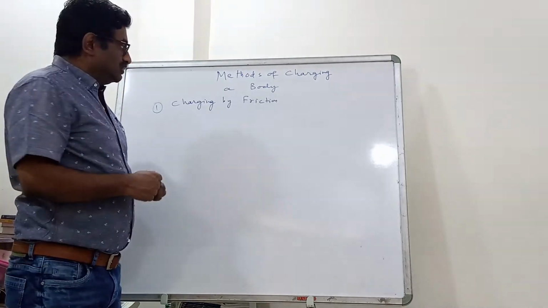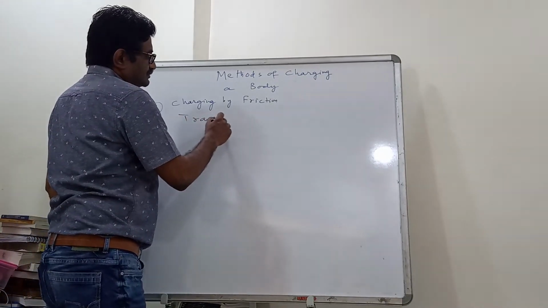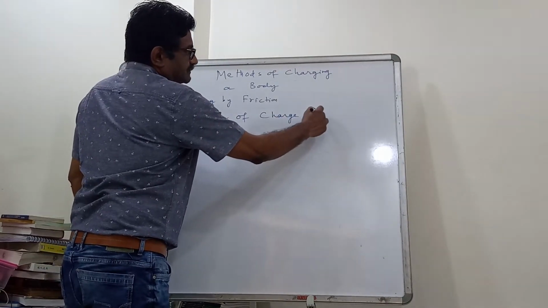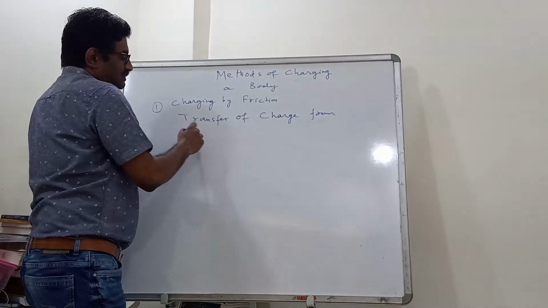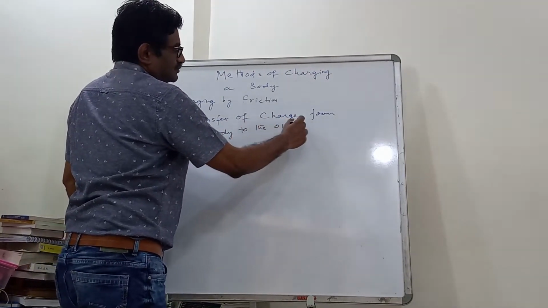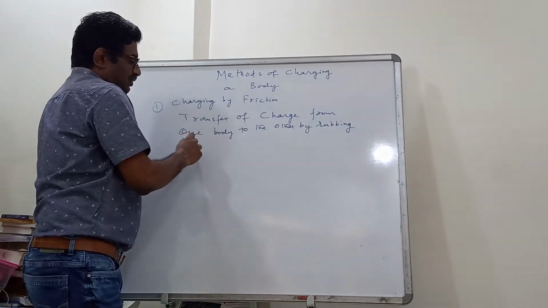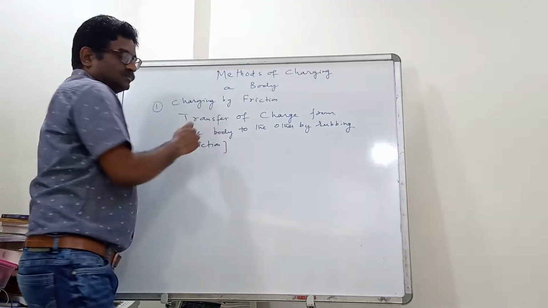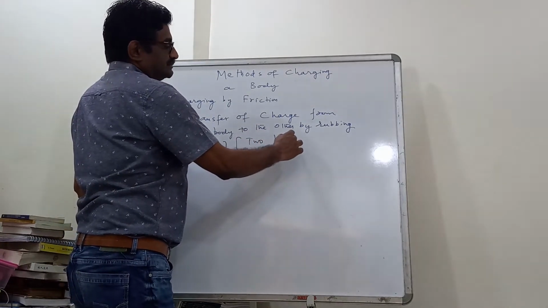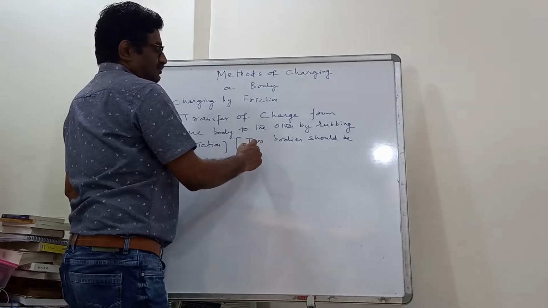Now, charging by friction is the transfer of charge from one body to the other by rubbing. That means friction is involved. It's very important that the two bodies should be dissimilar, of different types.